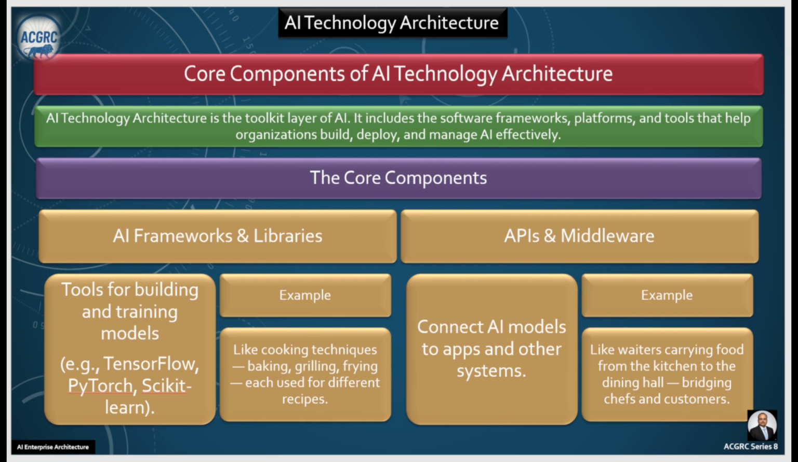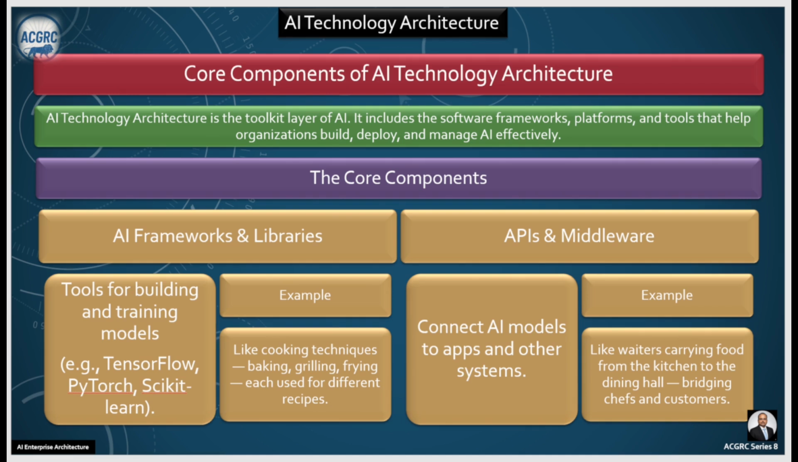AI frameworks and libraries. These are tools for building and training the models, which include TensorFlow, PyTorch, or Scikit-learn. For example, it's like cooking techniques, baking, grilling, frying, each used for different recipes.